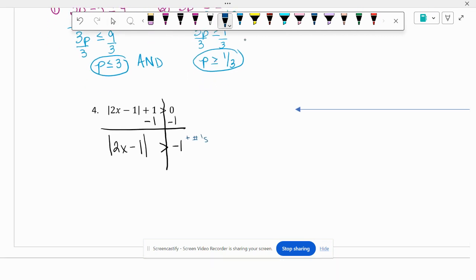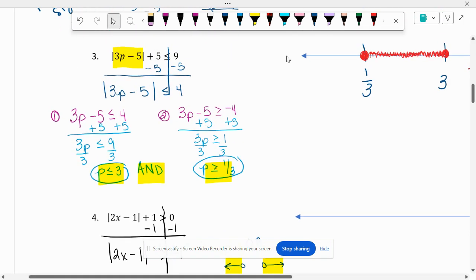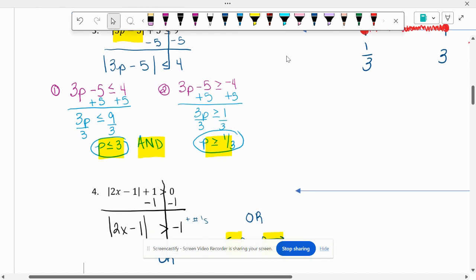And because it's the greater than symbol, it's going to be an or solution. So I want to tell you that ors go in opposite directions. You have one that goes this way, you have one that goes that way. Here's how we read an or: it's either this or that. That's what it means when you have an or. Whereas an and means both are true, this and that. And that's why the solution set overlaps in that red.